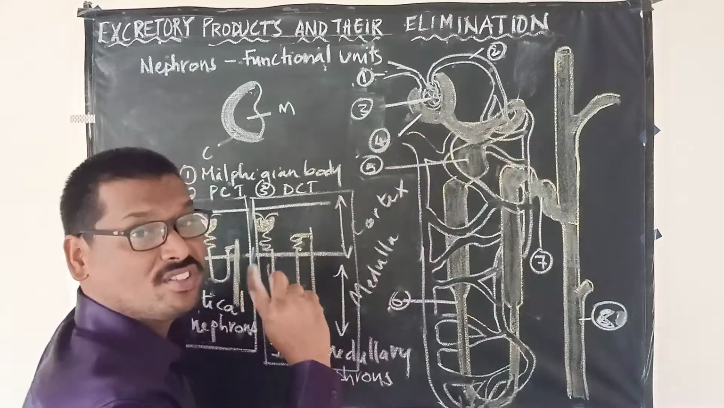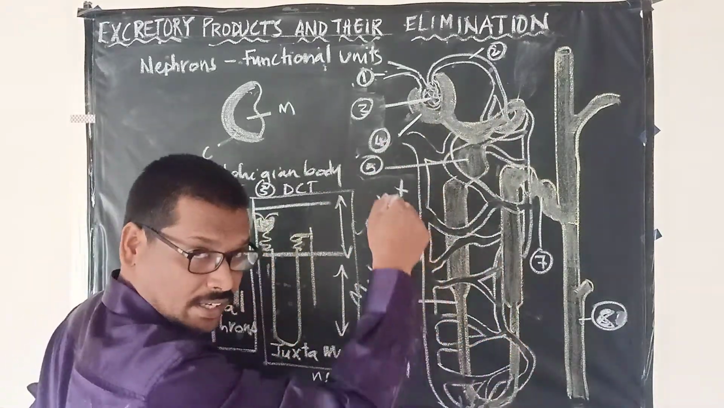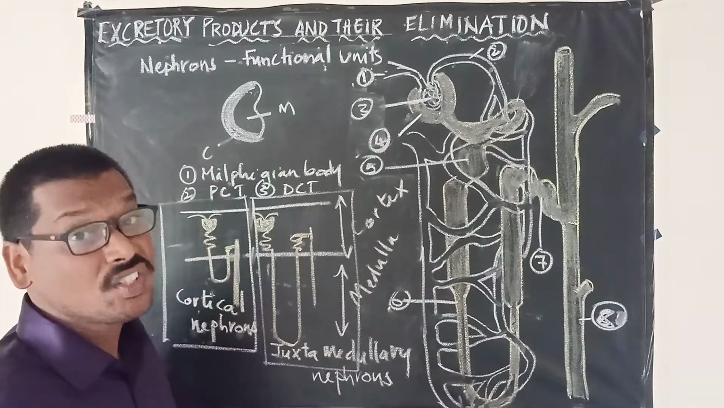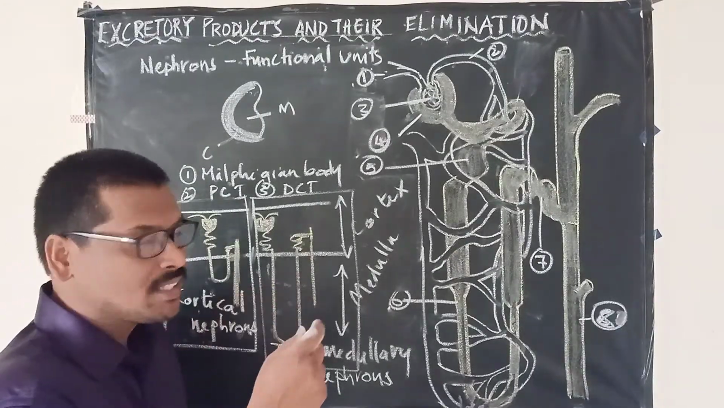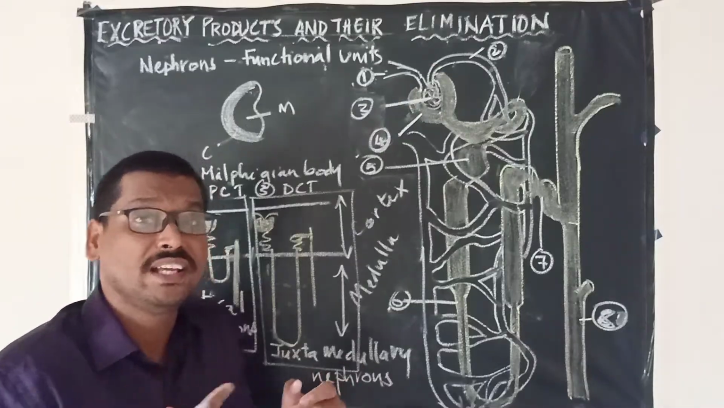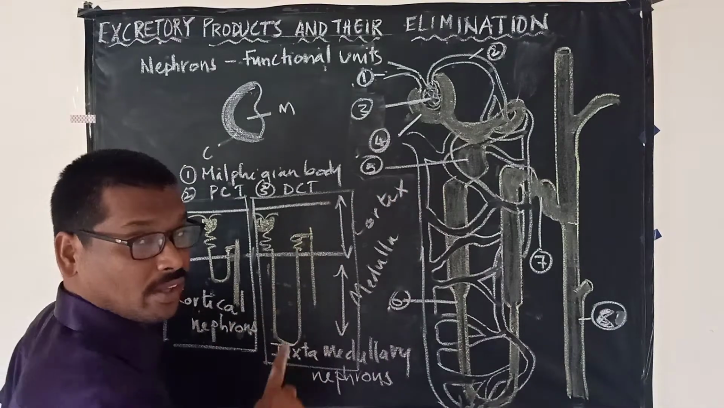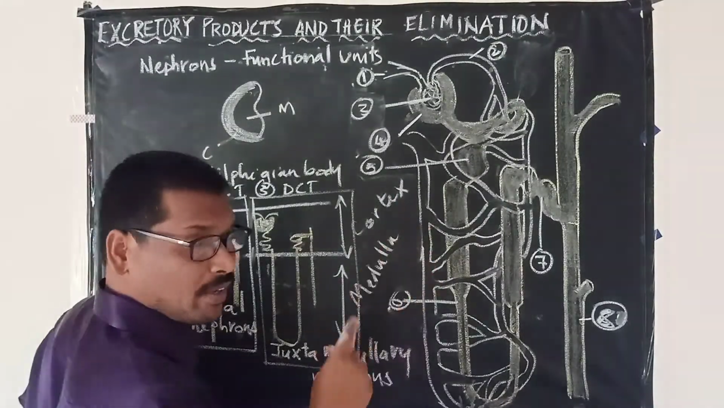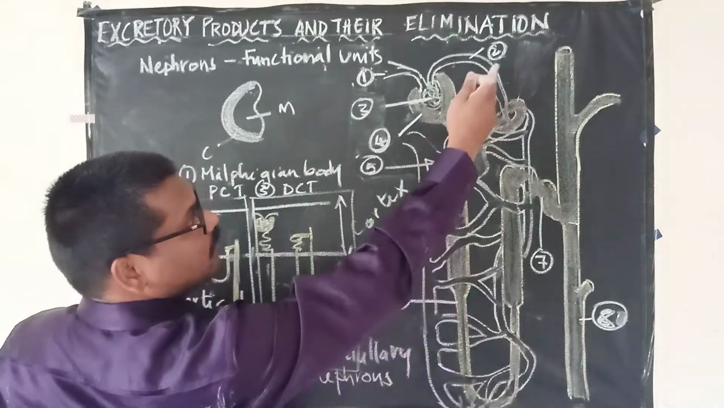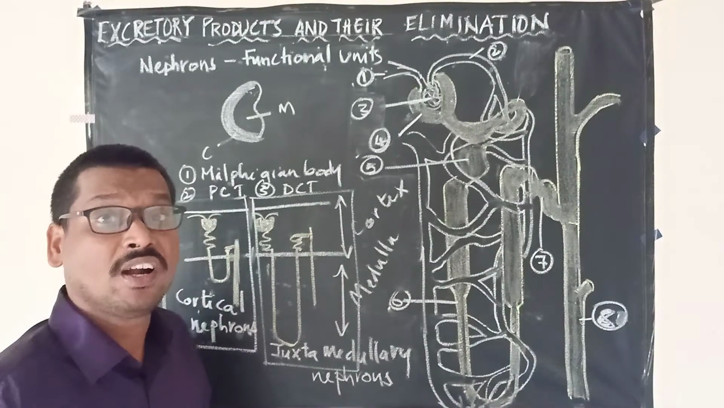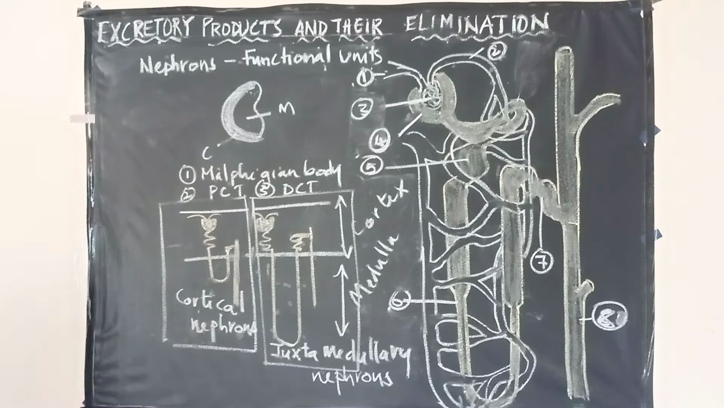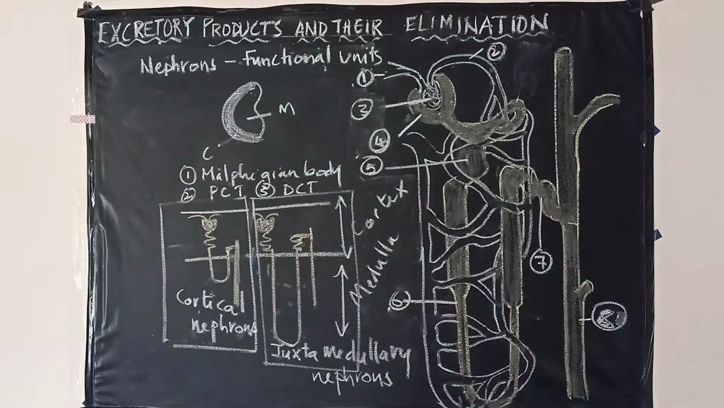In short, we are calling it PCT, and Henle's loop, descending Henle's loop, ascending Henle's loop, and also this part called the distal convoluted tubule. Around this, the efferent arteriole forms very minute branches of capillaries, and it is coiling around. These complete coilings of the blood vessels arising from the efferent arteriole are called peritubular capillaries. We have to remember that: peritubular capillaries.